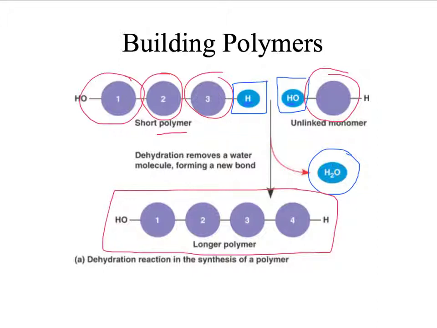We call this process of adding monomers together, linking them into longer and longer chains, a dehydration reaction. Hopefully that makes sense, because we're losing water. You take water off of the monomers you're combining, dehydrating them to form this longer polymer. A dehydration reaction, sometimes called a dehydration synthesis because we're building something, synthesizing a polymer, always loses water, and that's how we make monomers into polymers.